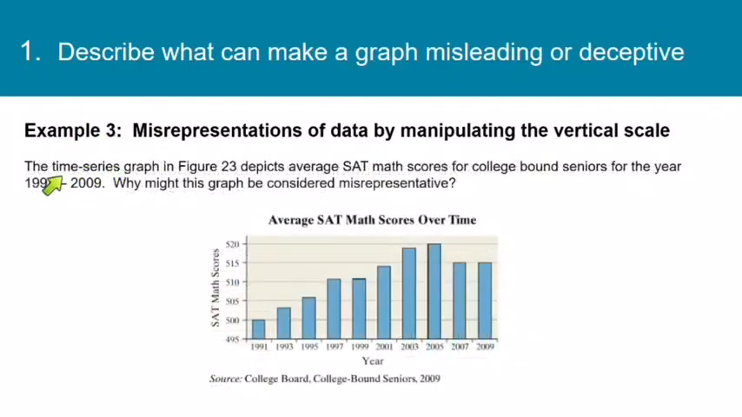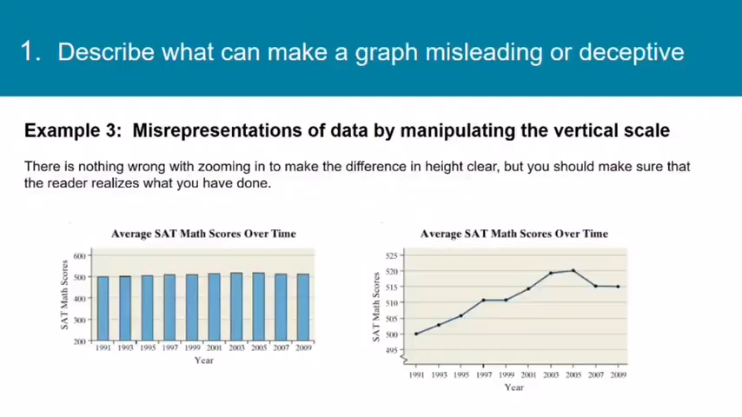Now let's look at this example. The time series graph in Figure 23 depicts average SAT math scores for college-bound seniors for the years 1991 to 2009. Why might this graph be considered misrepresentative? Well, again, it's a similar problem to the one we saw in the previous example. The vertical scale starts at 495, so this bar appears very short, and it looks like these bars are much taller. I would guess 4 or 5 times taller. So you get the idea that there's been a large increase in scores.